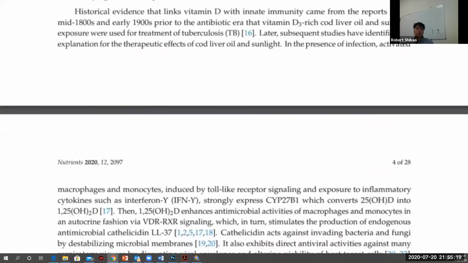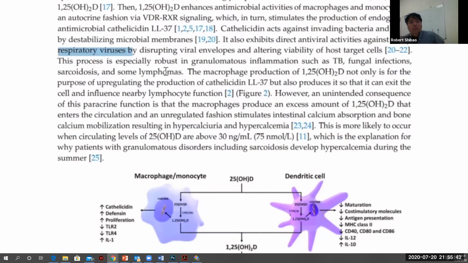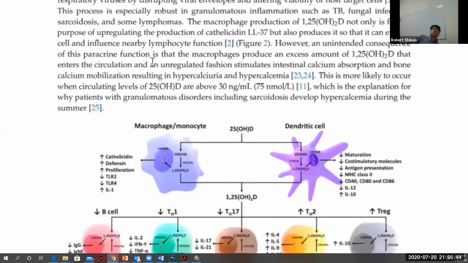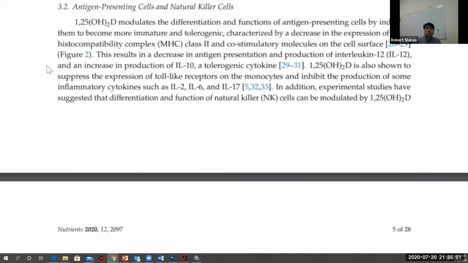For instance, the effects of vitamin D on innate immunity. And they mention here that it also exhibits direct antiviral activities against many respiratory viruses by disrupting viral envelopes and altering viability of host target cells. This process is especially robust in granulomatous inflammation, such as TB, fungal infections, sarcoidosis, and some lymphomas. They also talk about the different types of cell types, B cells, Th1, Th17, etc., and antigen-presenting cells and natural killer cells.